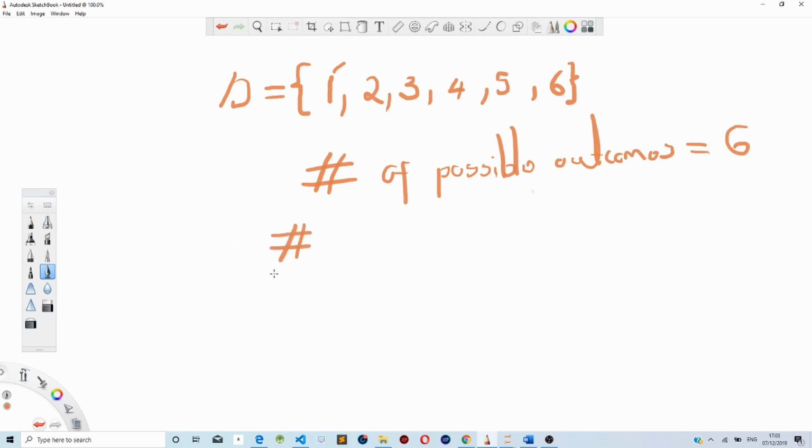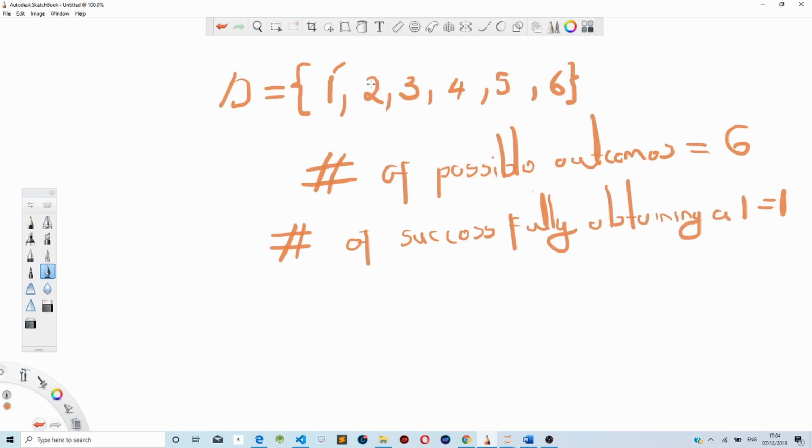But what is the number of successfully obtaining a 1? The number of successfully obtaining a 1 is equal to 1, since we have 6 sides and 6 possible outcomes. And what's the number for successfully obtaining a 2? It's also 1. So in this case, the probability of us getting a 1 is equal to 1 over 6.